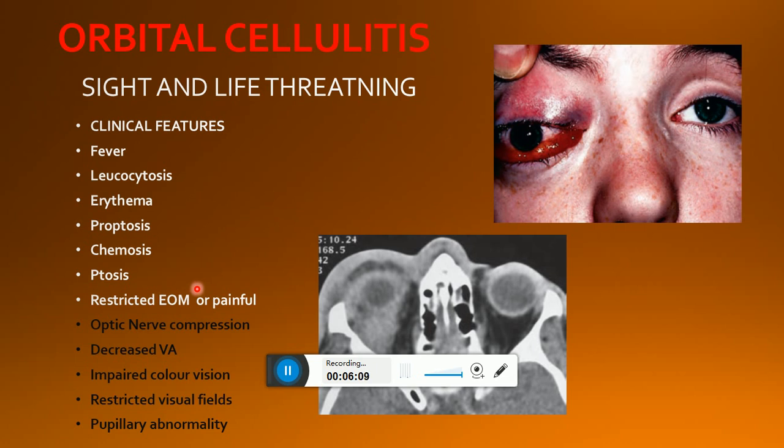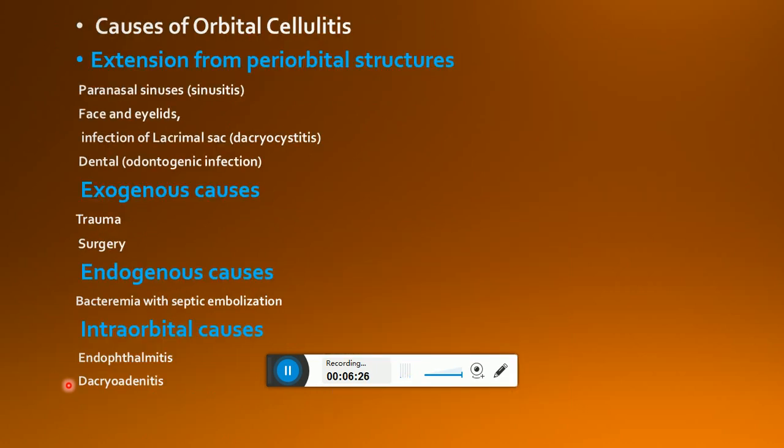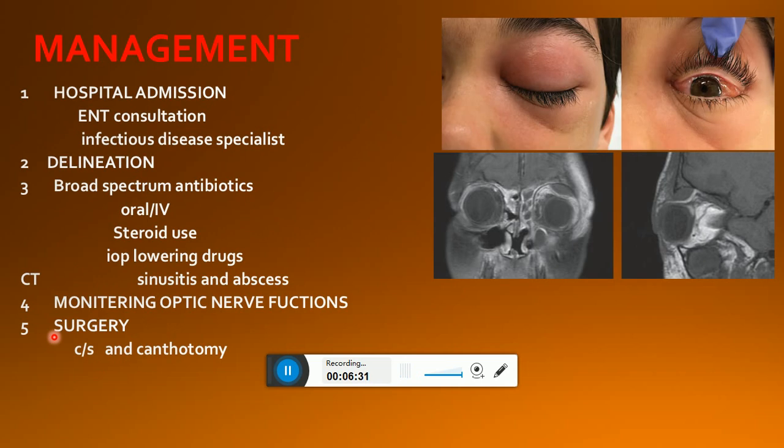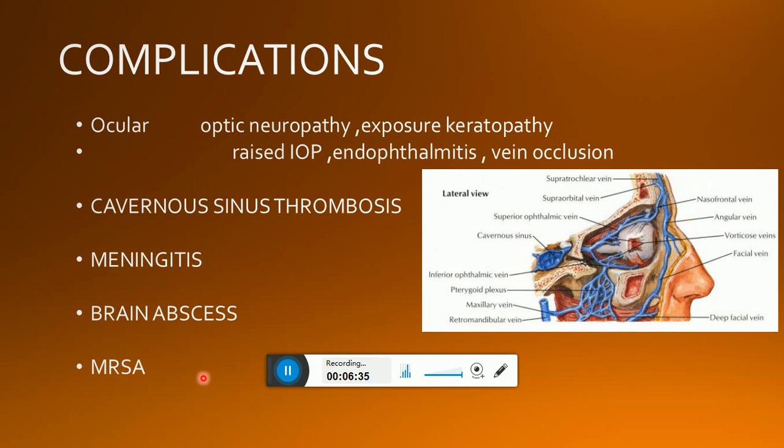So these are the clinical features: fever, leukocytosis, erythema, proptosis, chemosis, ptosis, restricted ocular movement, optic nerve compression, decreased visual acuity, impaired color vision, restricted visual fields, pupillary abnormality. A lot of features. These are the causes, and you can see what the complications are.